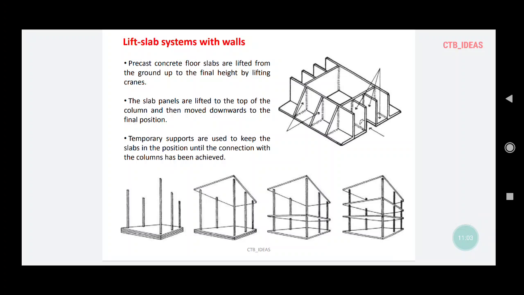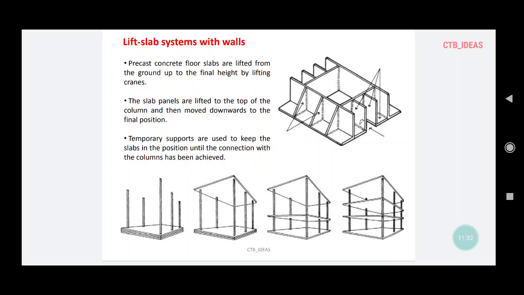Lift slab with walls. You can see in the bottom picture at the very bottom of the slide, starting from the left hand side, in the first image you can see the precast columns standing erect, and at the floor you can see multiple precast slabs stacked one above the other. In the image adjacent to that, you can see one slab is lifted and placed at the very top.